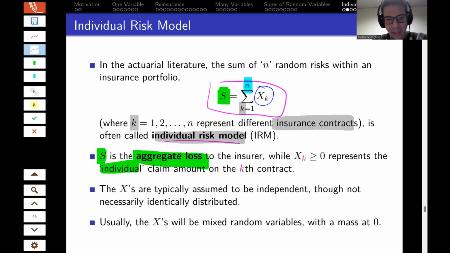Also, typically those X's will be mixed random variables, and they will have a mass at 0, potentially a big mass at 0, because in most cases on a given insurance contract, there is a high probability that no claim is made in a given year, for example, or a given time period. So a given XK could be 0.